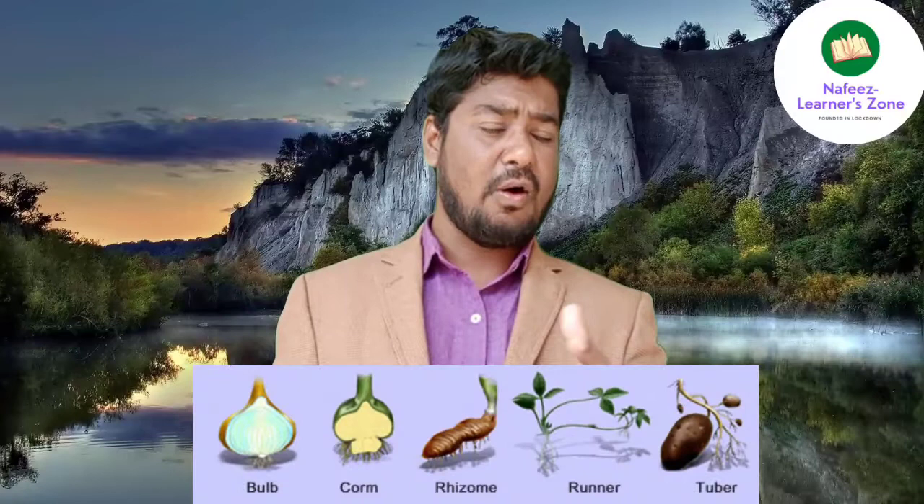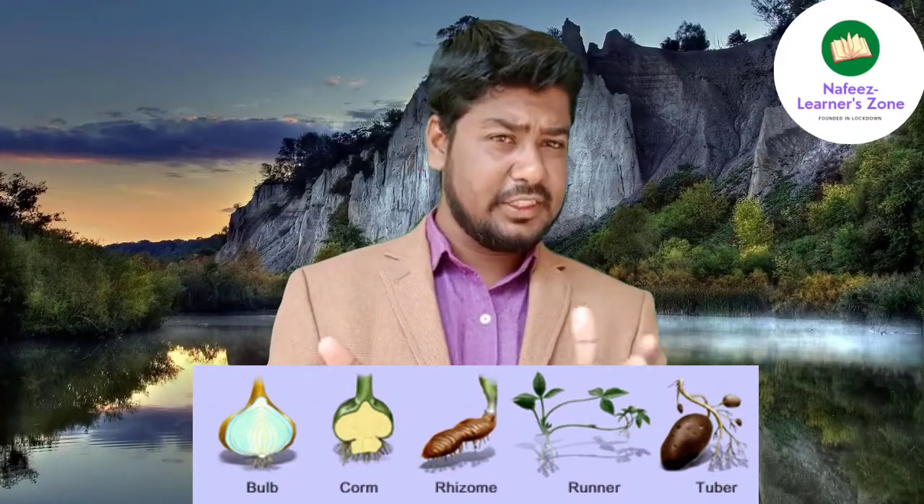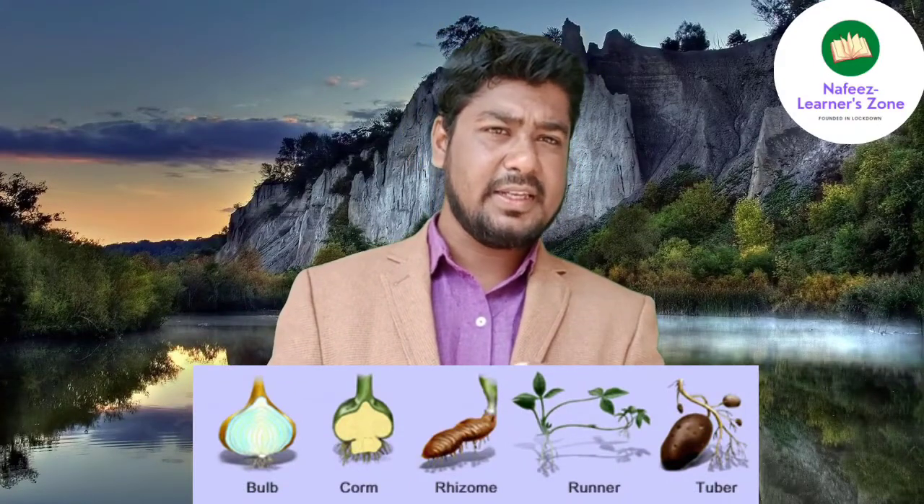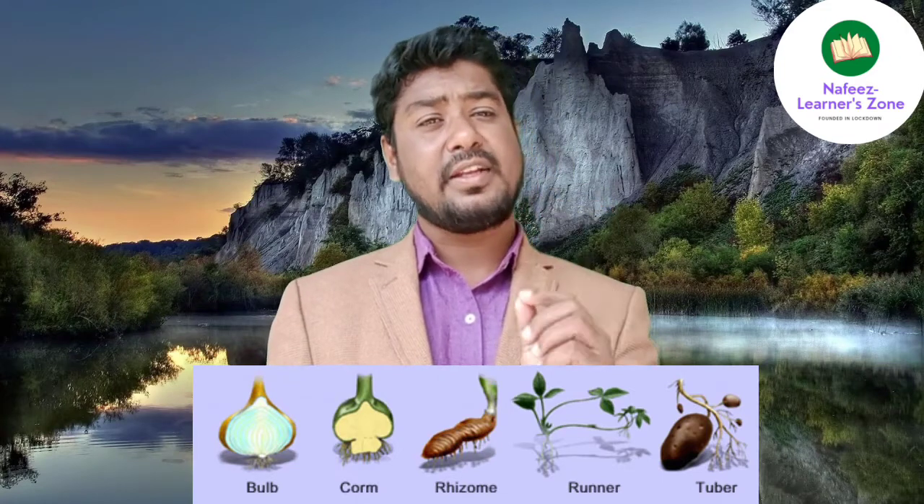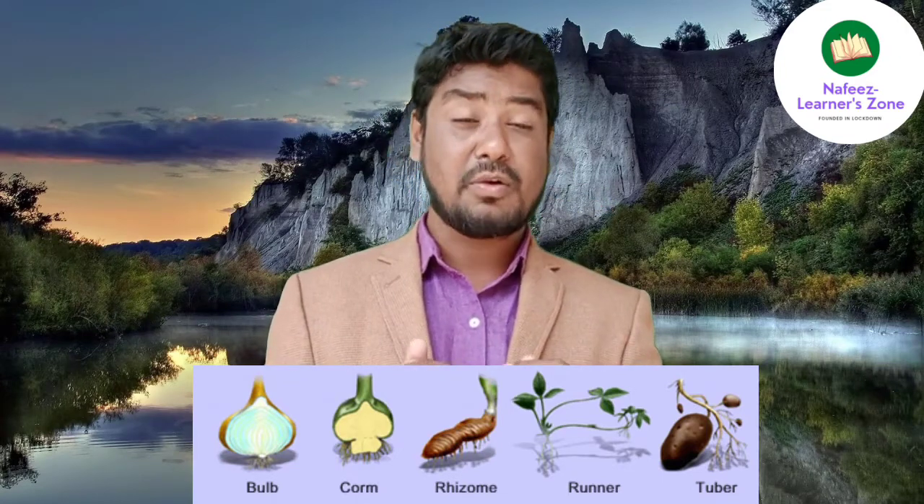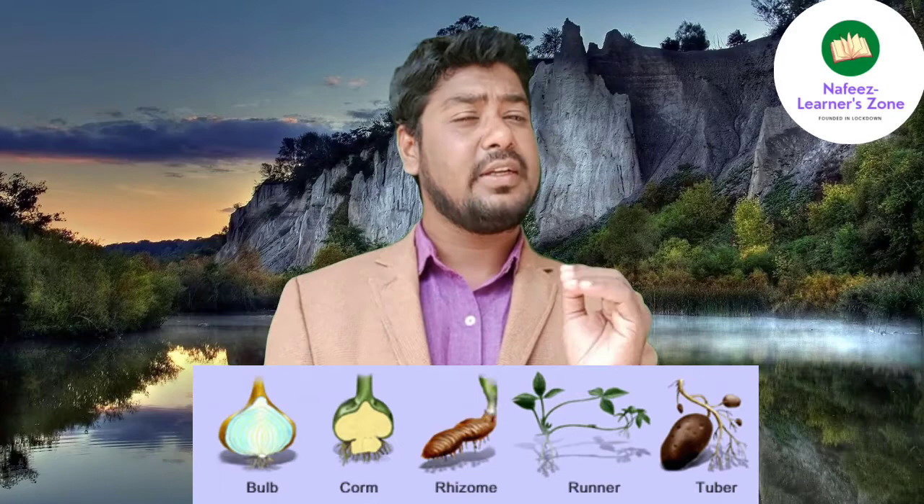The last type of vegetative propagation is from the bulb. In plants like onions and ginger, the leaves are connected to the underground stem, and through that a bulb-like structure is formed, and through the bulb a new plant arises. That is also one kind of vegetative propagation.